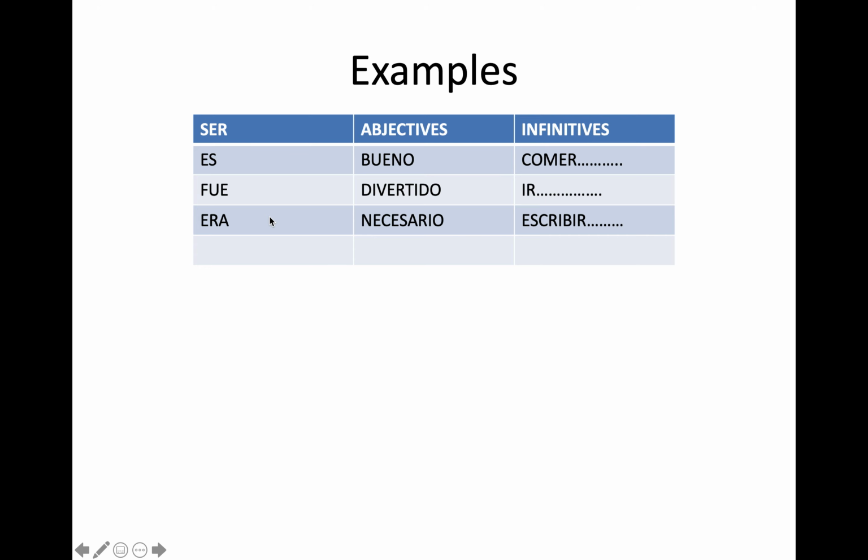Imperfecto: "Era necesario escribir notas en la clase del señor Guzmán." So it was very necessary to take notes in Mr. Guzmán's class. All right? So it all depends what you try to say. That's how you're going to conjugate the verb, and this is the formula. All right? And again, this is your opinion. This is your suggestion.